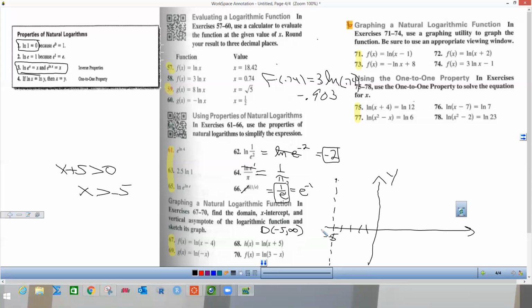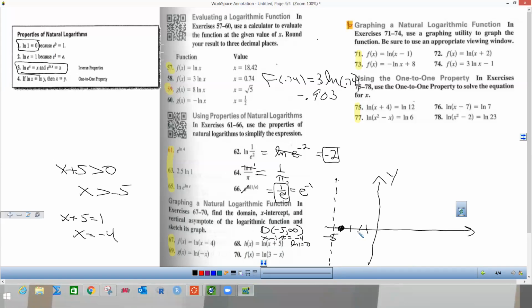Now, if I want to get an x-intercept, I know that the natural log of 1 equals 0. So if I want this to be 1, I can say x plus 5 equals 1, which means x is negative 4. So in other words, if I stick negative 4 in here, negative 4 plus 5 gives me the natural log of 1, which is 0 from this property up here. So that means this is the x-intercept at negative 4. Or you could put the ordered pair negative 4, 0.